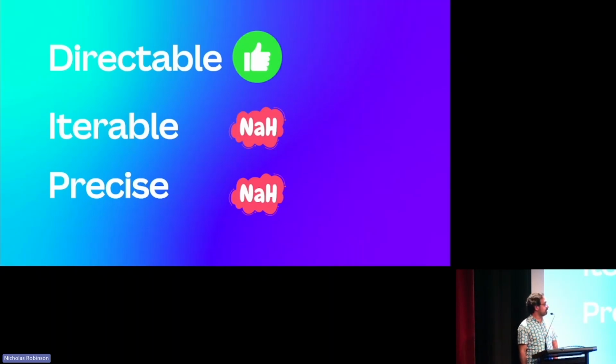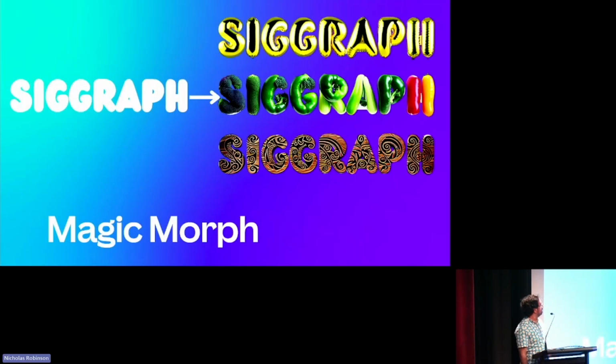You can give it an idea of what you want, but was it iterable? Absolutely not, right? A small change in the prompt leads to a very large change in the output, and it definitely wasn't precise. So we did this thing, like I said, a little over a year ago called Magic Morph.